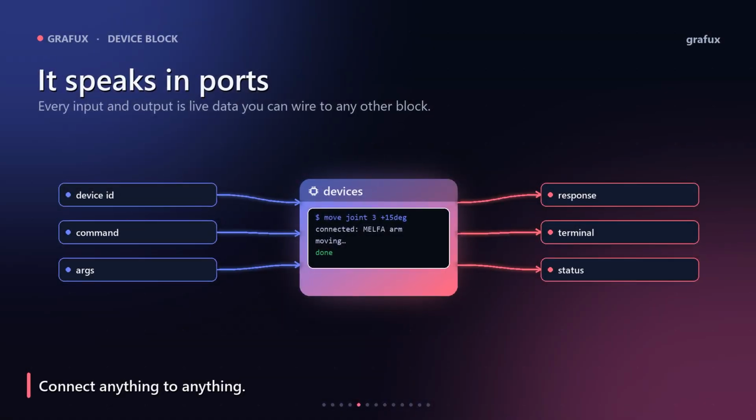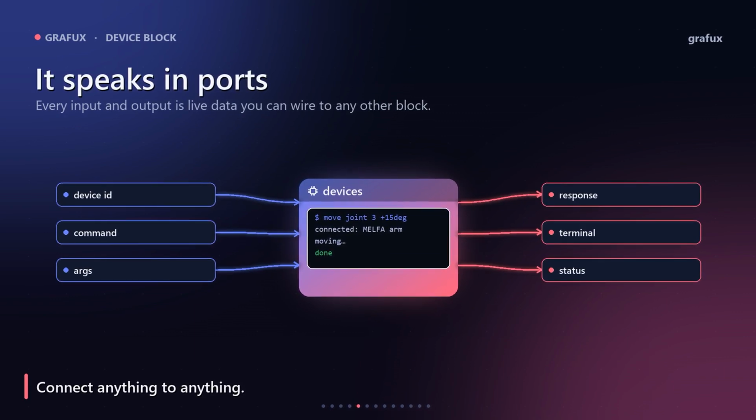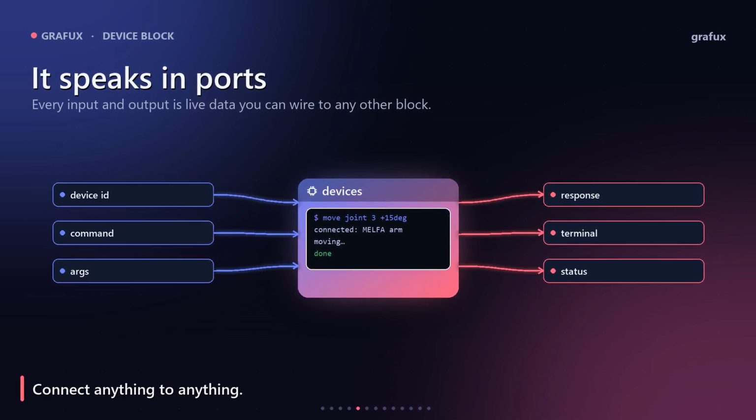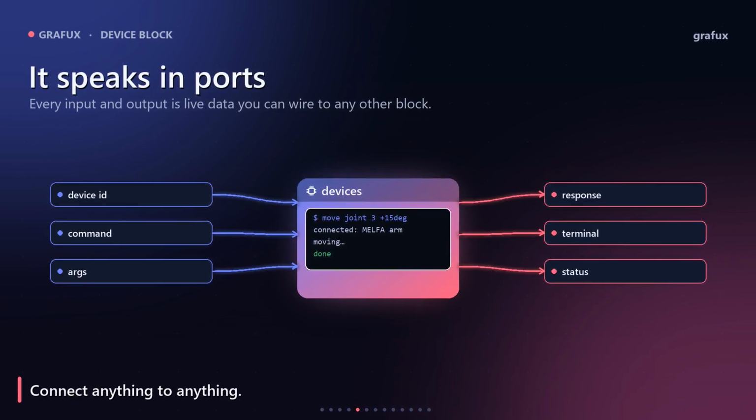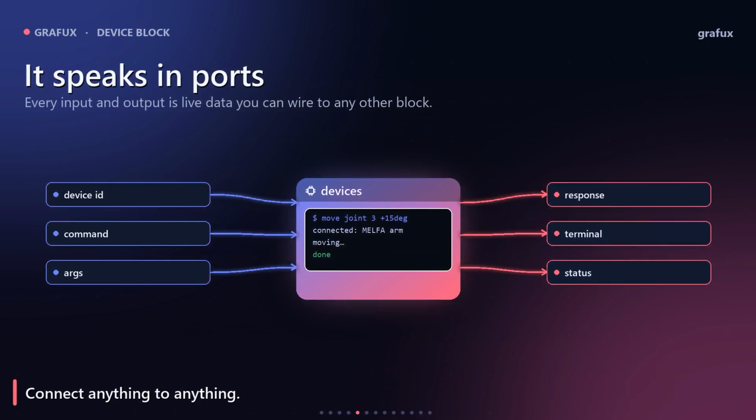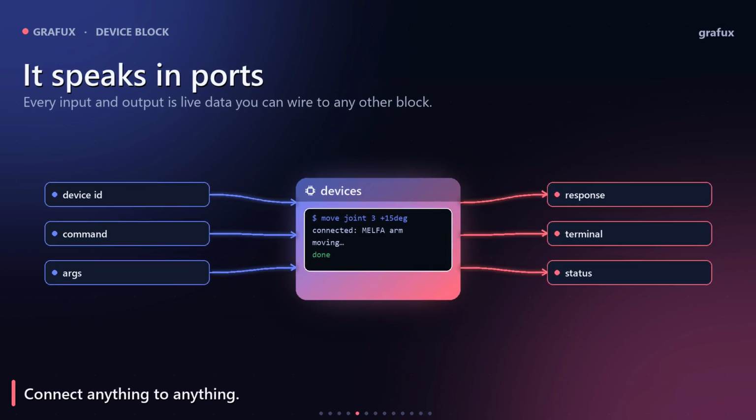Now, every block in Grafux speaks in ports. The device block takes in device ID, command, and args, and gives you back response, terminal, and status. And here's the magic. Every one of those is live data. Connect an output to another block, and it simply flows, updating the moment anything changes. That's the whole idea behind Grafux. Small, sharp blocks that snap together into something genuinely powerful.